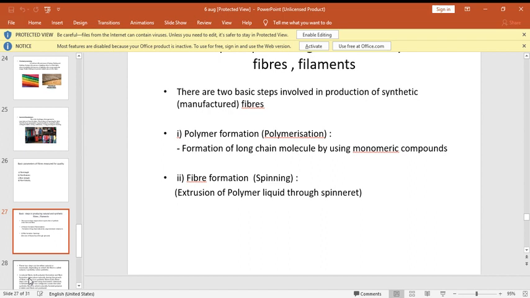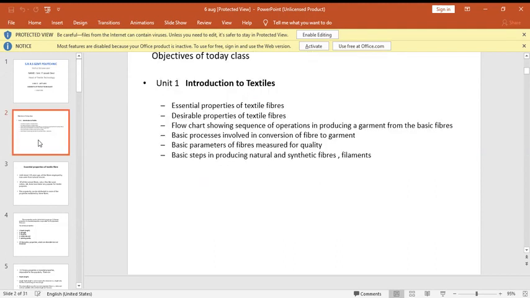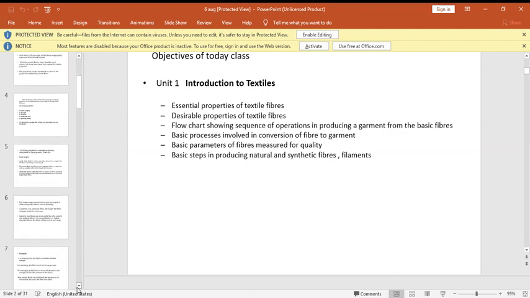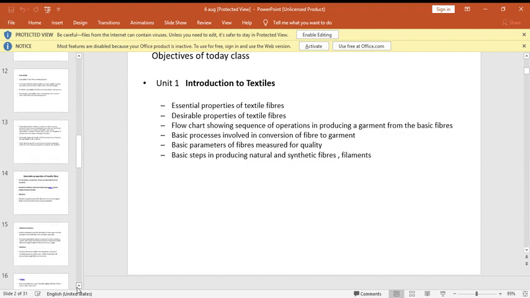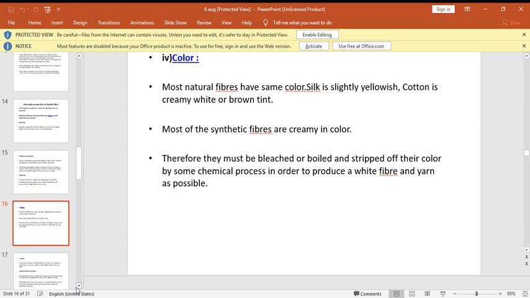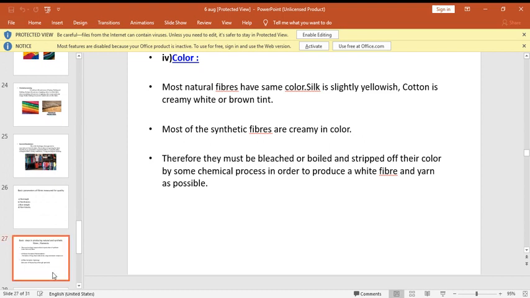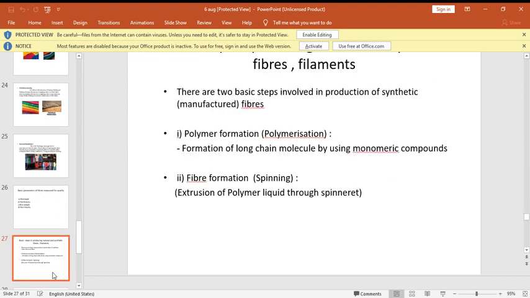And the last objective, we go to the first slide. What is the last objective? Basic steps in producing natural and synthetic fibers and filaments. So this is the last basic process.